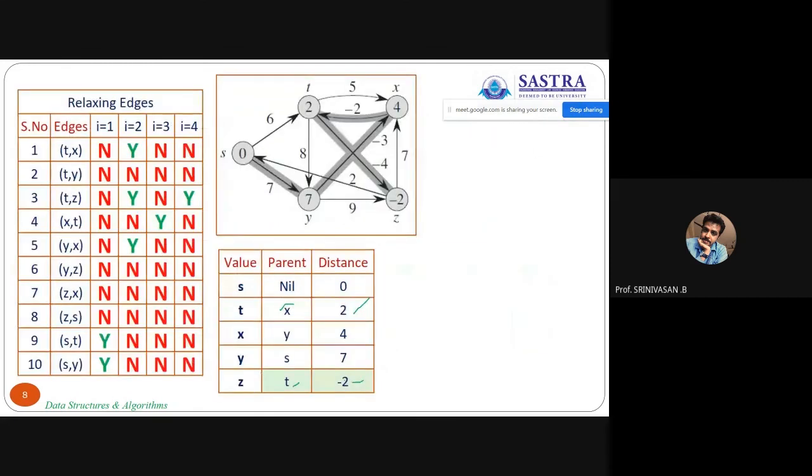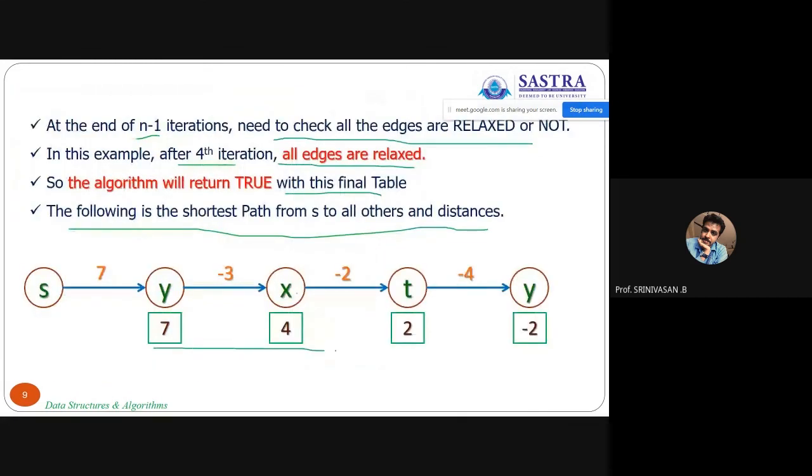So the corresponding shortest distance cost is what we have written here. This represents the edge cost between x comma t, y comma x, s comma y, that is written. So if we want to find the shortest distance to any other vertex, this is the path as well as the shortest distance. If I want to reach t from s, I have to travel from s to y, y to x, and x to t. The distance will be 7 minus 3 minus 2 equal to 2. Okay, we got this. So this is the final result.